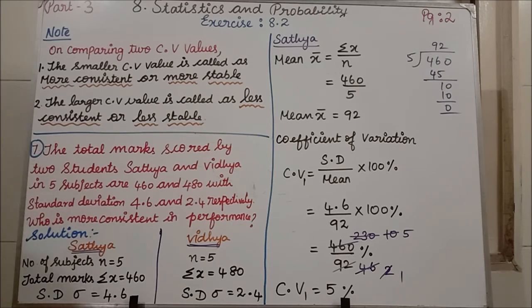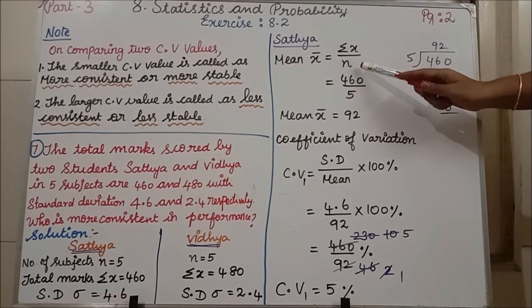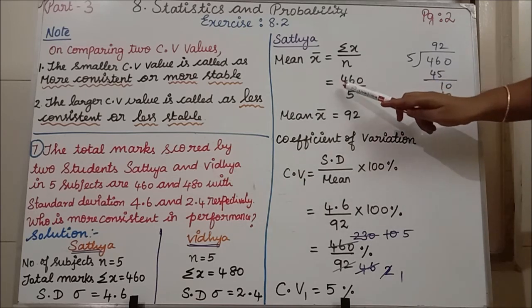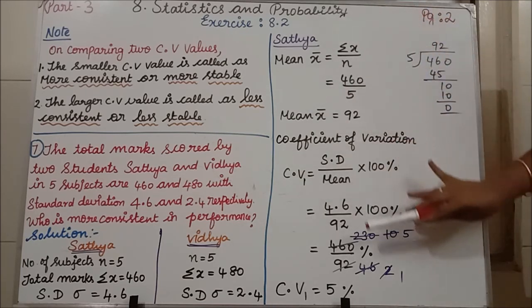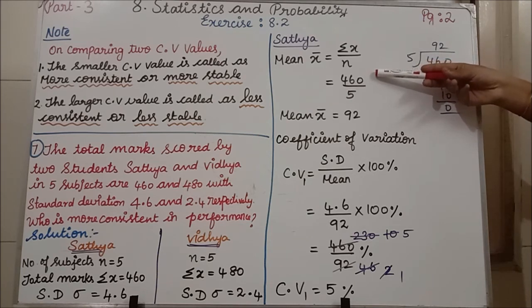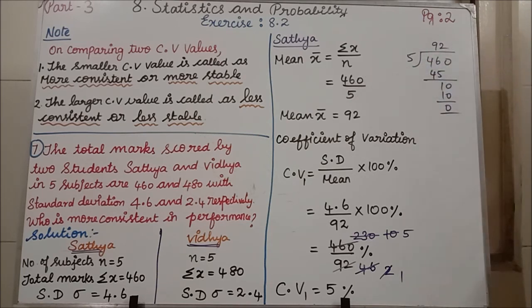What is the mean formula? X bar is equal to summation x divided by n. That is the mean formula, isn't it? So x bar equals summation x by n. Summation x for Satya is 460 by 5. Now the calculation I am doing is for Satya. After erasing, I will do the calculation for Vidya. Clear? So Satya's score is 460, n is 5. When dividing, I am getting 92.